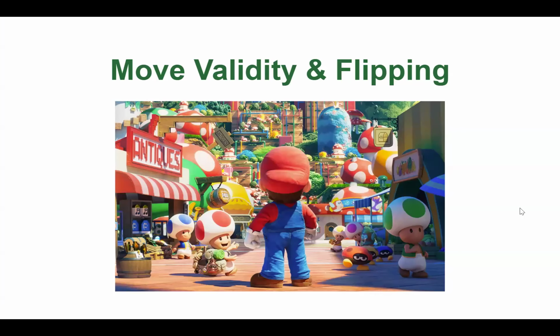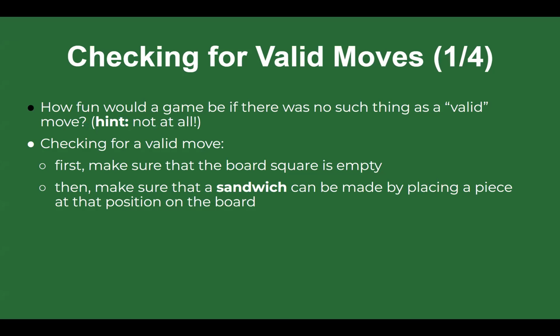All right, let's talk about move validity and flipping. So this is a little algorithm that you'll write. The main algorithm of this project is the minimax AI, of course, but the valid moves is also, I think, a really cool one. It's just interesting, and it uses recursion, or it should use recursion in a cool way.